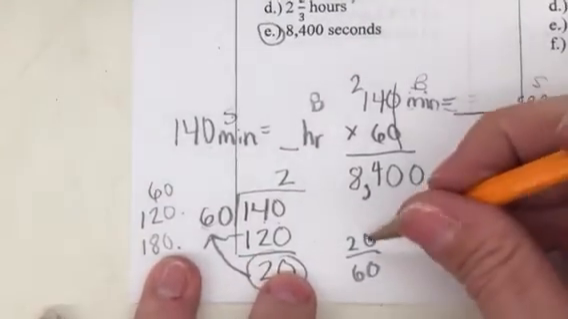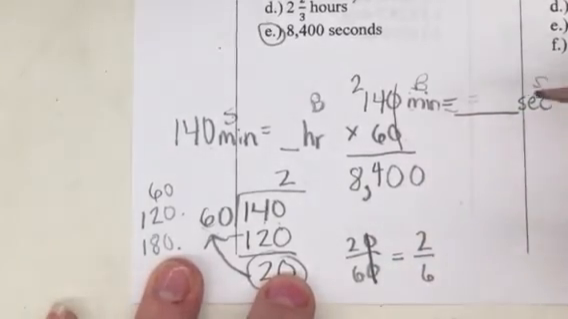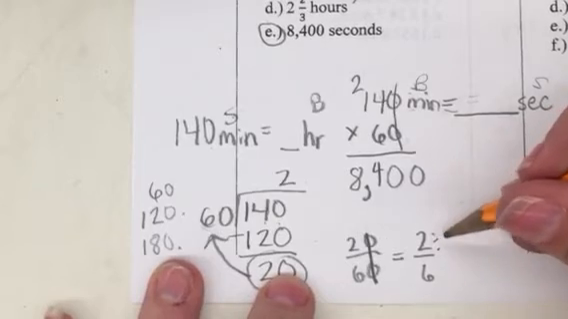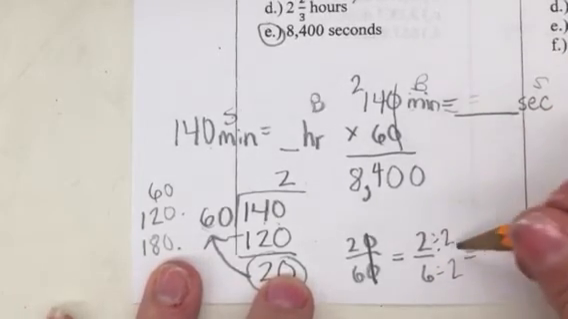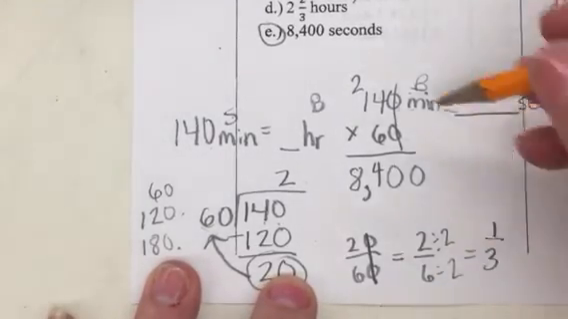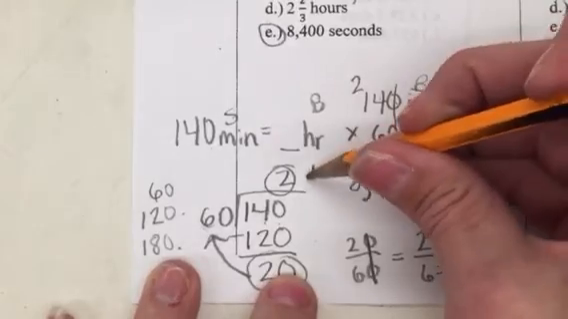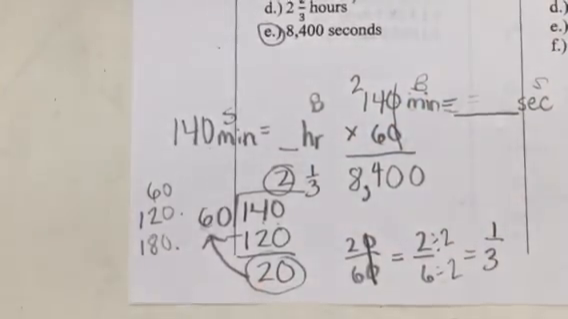Something I noticed right away is I could drop these zeros, and now I have 2/6. That's equivalent. I now notice that this can be divided by 2, and this can also be divided by 2. When I divide 2 divided by 2, I get 1, and 6 divided by 2 is 3. So the whole number was 2, and your remainder is 1/3. That is your answer choice C for your select all.